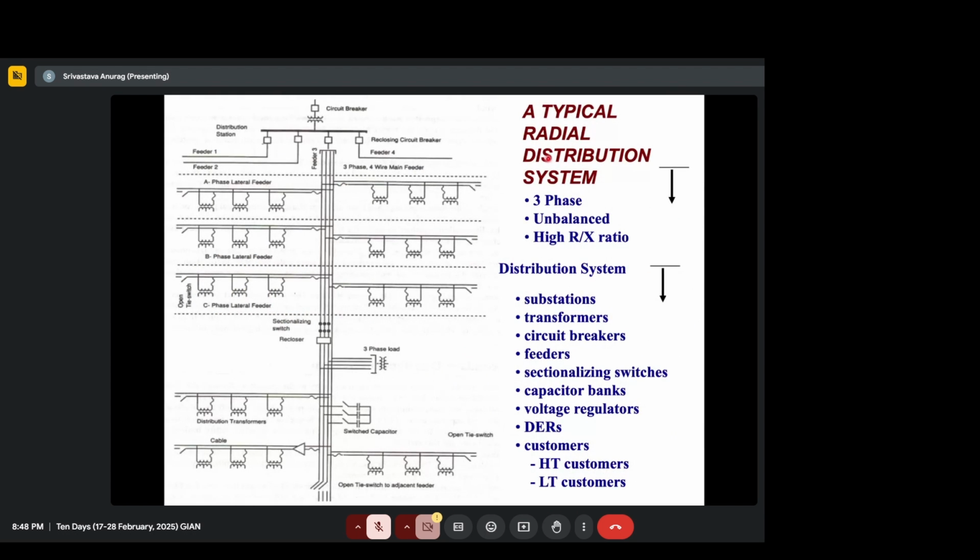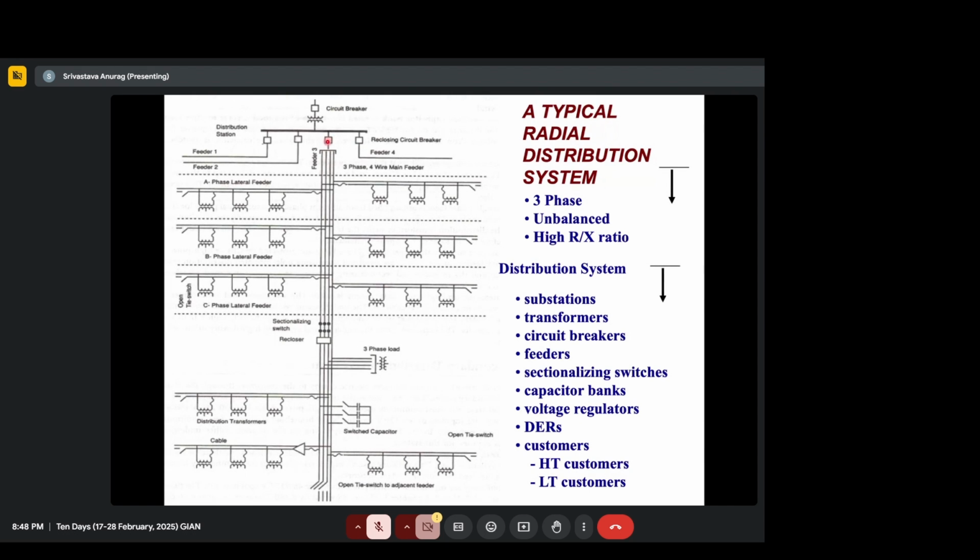A typical distribution feeder will look like this. You have a circuit breaker where it's connected to the transmission substation. Then we have multiple feeders coming out, feeding different parts of the city. Typically, the transmission system comes all the way to near the city, and then we have a substation, which will feed multiple parts of the city, or the village or the town.